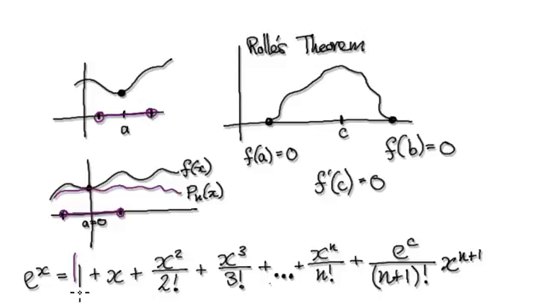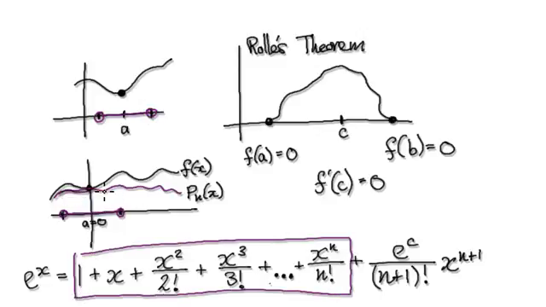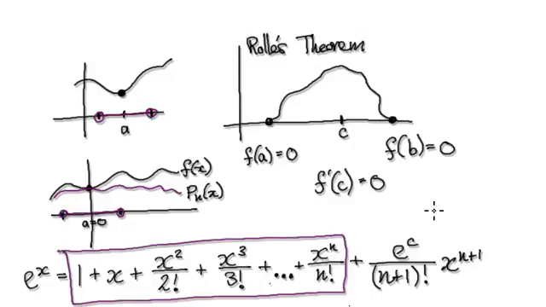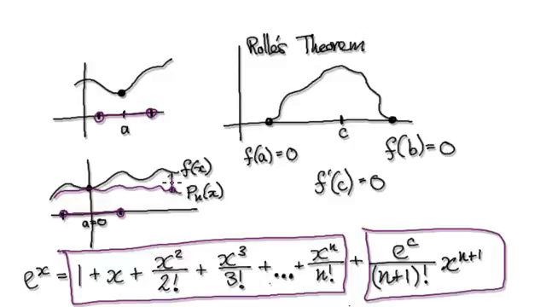So looking at this, you can imagine this as being your Taylor polynomial here. This purple line here represents your Taylor polynomial. And when you add your remainder, it will shift it up. It will map this polynomial on top of this function.